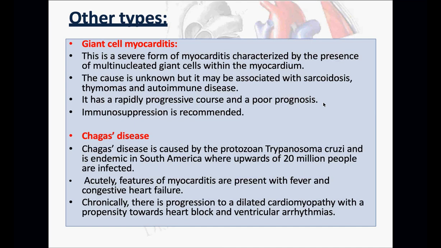We have giant cell myocarditis and Chagas myocarditis. Giant cell myocarditis has a rapidly progressive course and poor prognosis, and even immune suppression may be indicated due to infiltration of multinucleated giant cells within the myocardium. It may be associated with sarcoidosis, thymoma, and autoimmune disease, while Chagas disease is caused by the protozoan Trypanosoma cruzi, endemic in South America, and may present with acute or chronic heart failure. Next slide, please.